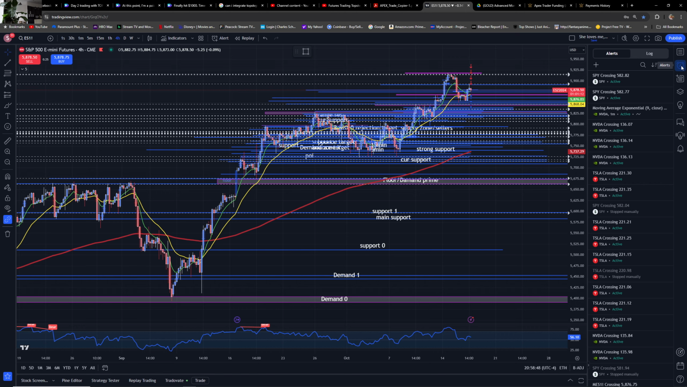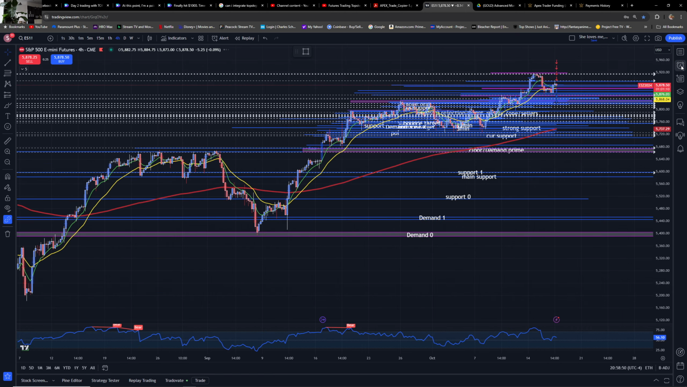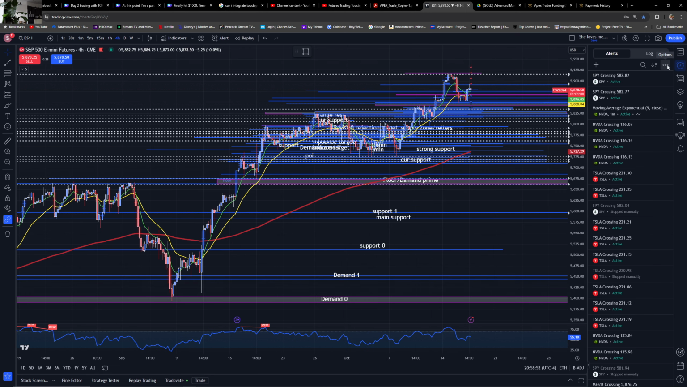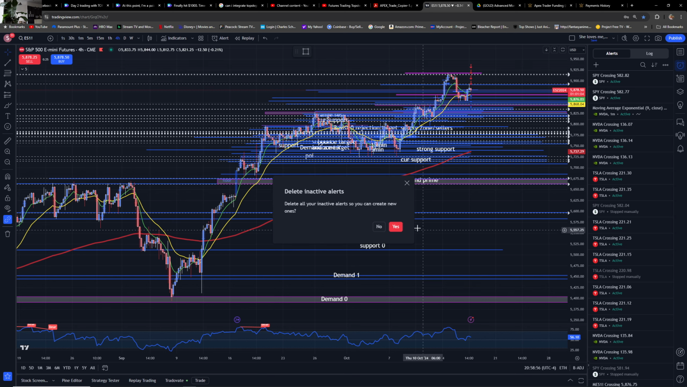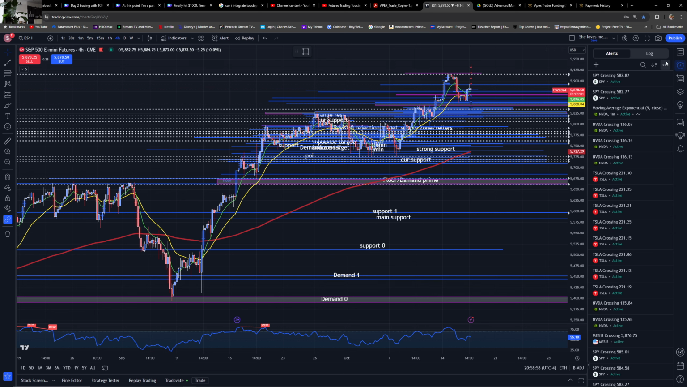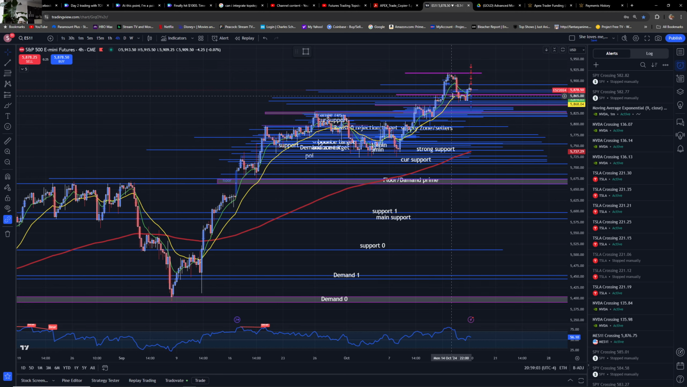So when you're over here in TradingView, first off, come to this little pocket watch right here, and then you're going to see these three dots. Click those three dots and click remove all inactive alerts. And then you're going to click on them one more time and just click stop all. And that'll take off all of these alerts.